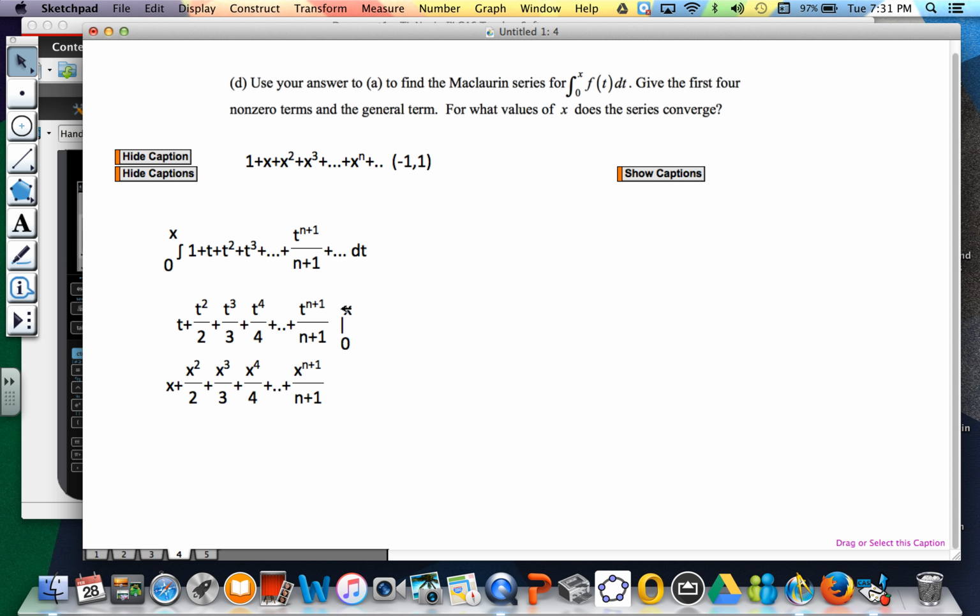I employ the fundamental theorem of calculus. That 0 makes life beautiful. So these are my first four terms and then my general term. But I still need to look at this interval of convergence and check endpoints.